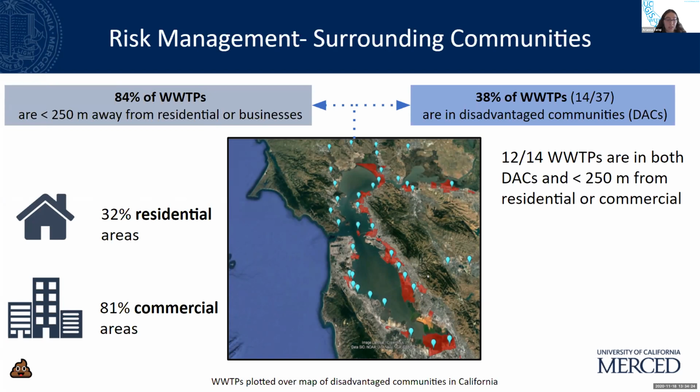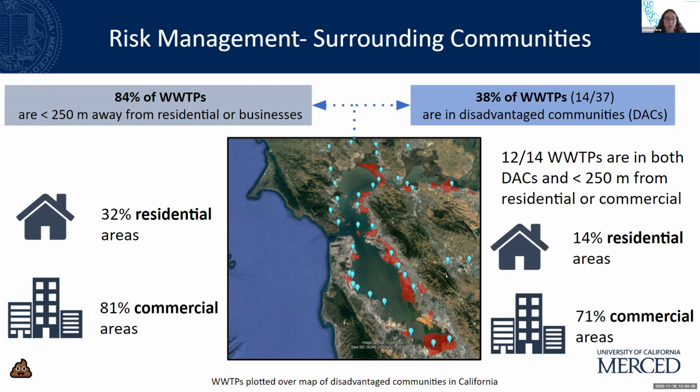And of the 14 that are in disadvantaged communities, 12 of them were less than 250 meters away from residential or commercial areas. These results are preliminary, so we're still working on expanding it to all of California.